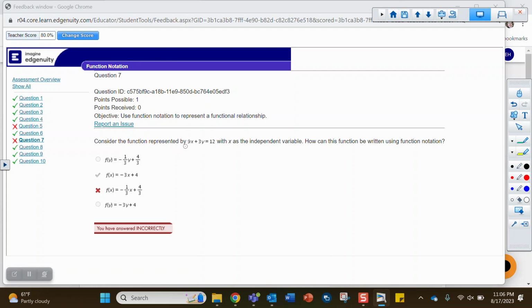So solving for y, we subtract 9x from both sides. 3y equals negative 9x plus 12. And then we divide everything by 3. y equals negative 3x plus 4. So there you go, that option there.